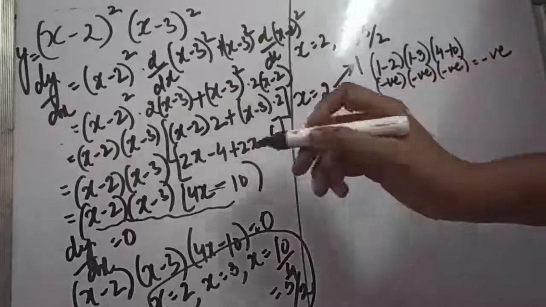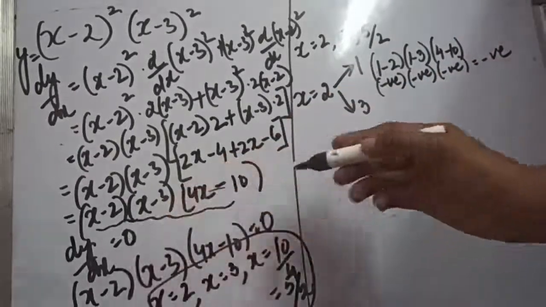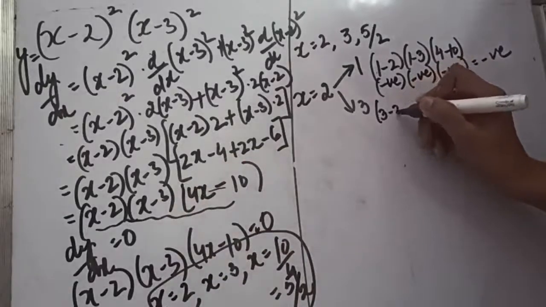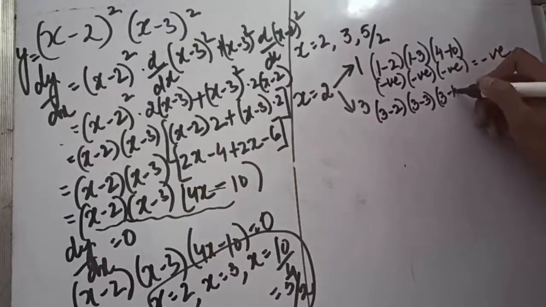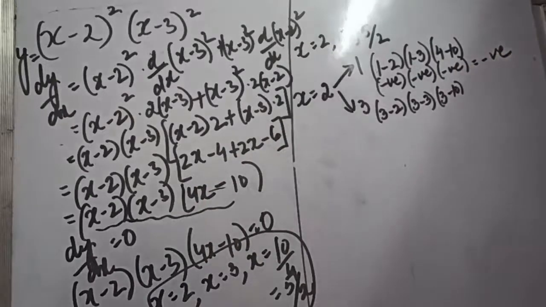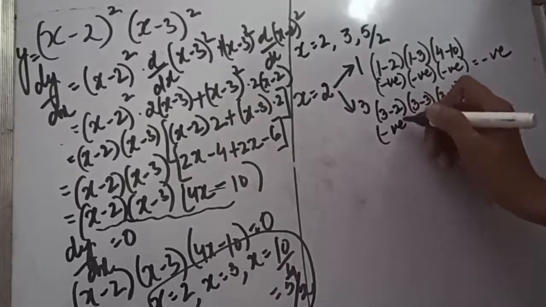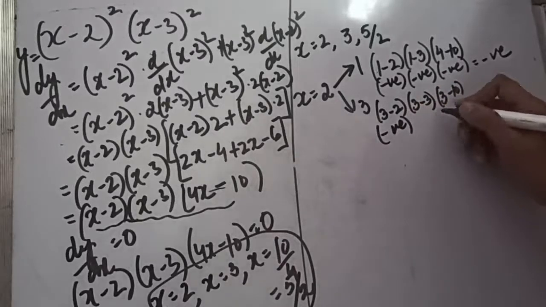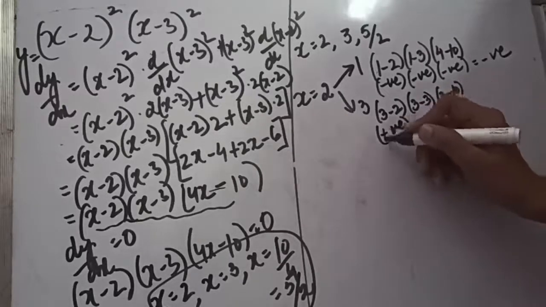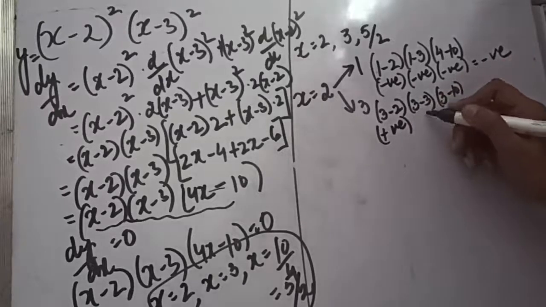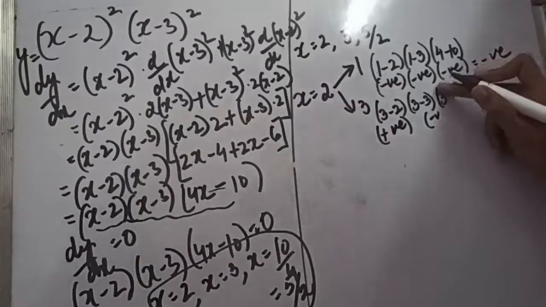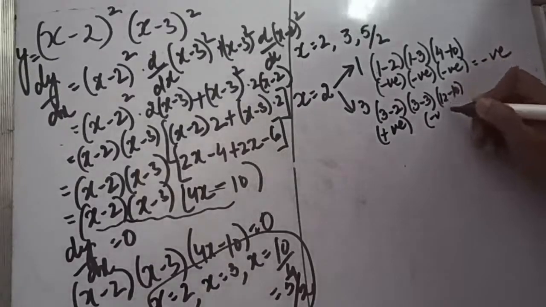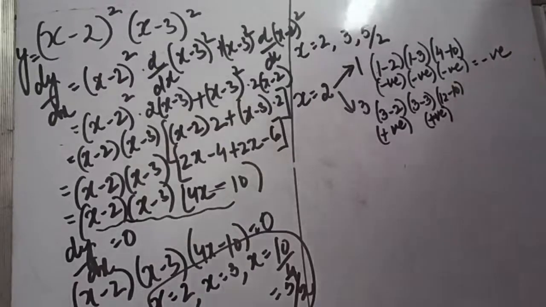If we put 3 into this derivative, what we will get? 3 minus 2, 3 minus 3 and 3 minus 10. So what will be the result? We will get a negative. Here we will not get any sign, so we will leave this. Here we will get a positive. Here 0, so no sign. Here again we will get, it will be 4 into 3, that is 12 minus 10. So it will again be a positive value. So plus will be plus.